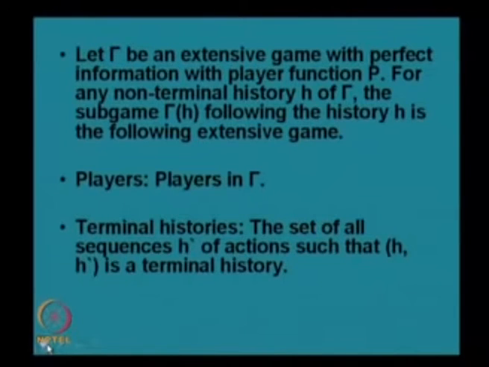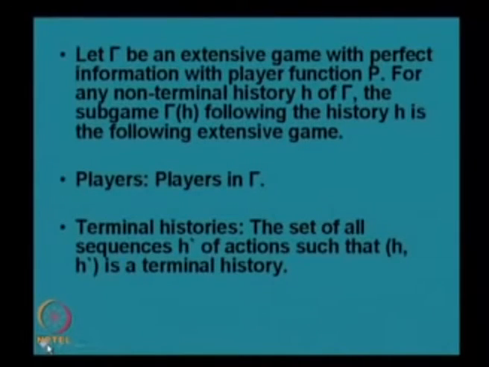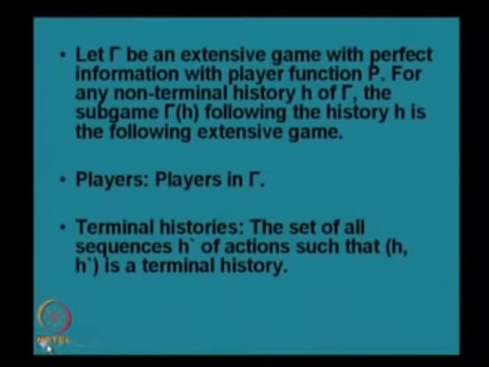So, suppose there is a sub-history, or what is known as a non-terminal history H of gamma, then corresponding to this non-terminal history H, there is a subgame which we shall call gamma H, and it is defined as the following. Now, this gamma H itself is an extensive game, so it has to have 4 elements which we have to specify. The first is the player set. So, this is element number 1.